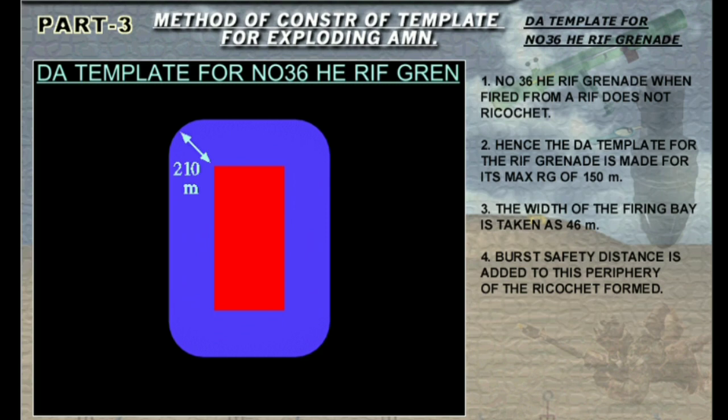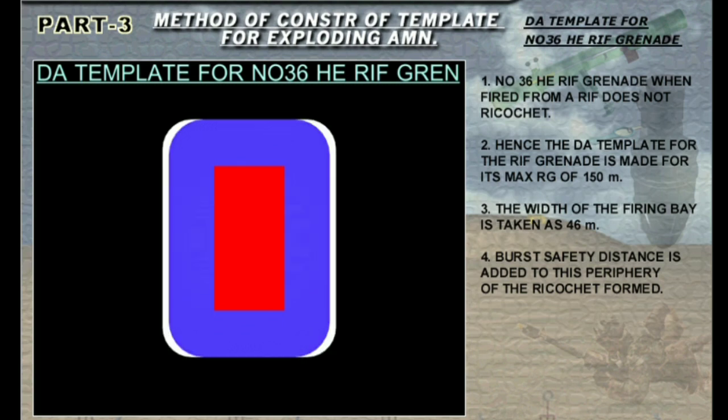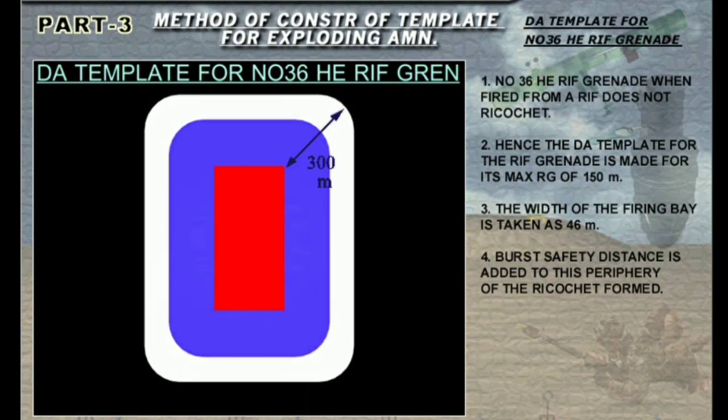Draw arcs to scale for radius of 210 meters and 300 meters from points A, B, C and D. Join the arcs by straight lines along common tangents. Finally, give appropriate template annotations.